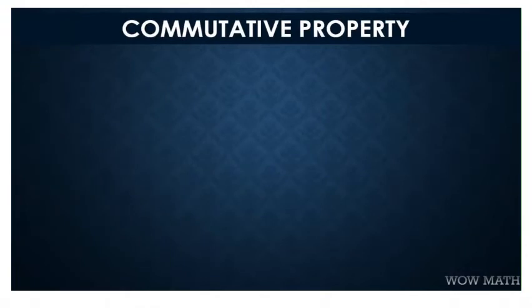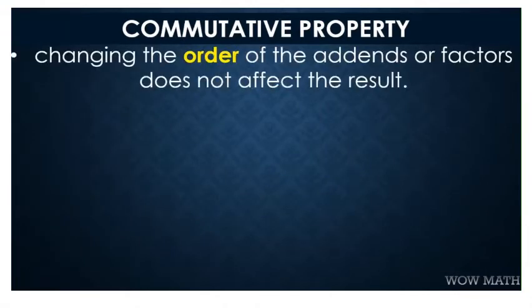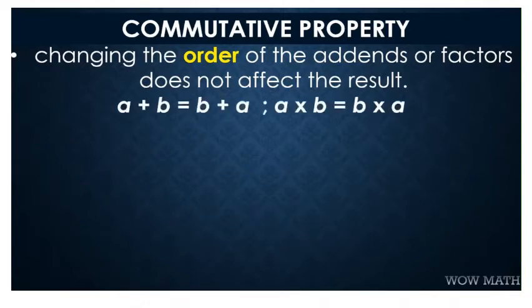Okay, another property is the commutative property. What do we mean by commutative property? This is where we are changing the order. Take note of the word order of the addends or factors, and it does not affect the result. What does that mean? The result is not changing. Let's have an example. If I have a plus b, and we reverse the order, making it b plus a, they are still equal. Later I will give an example to show if this is true under addition, if commutative property is true under addition.